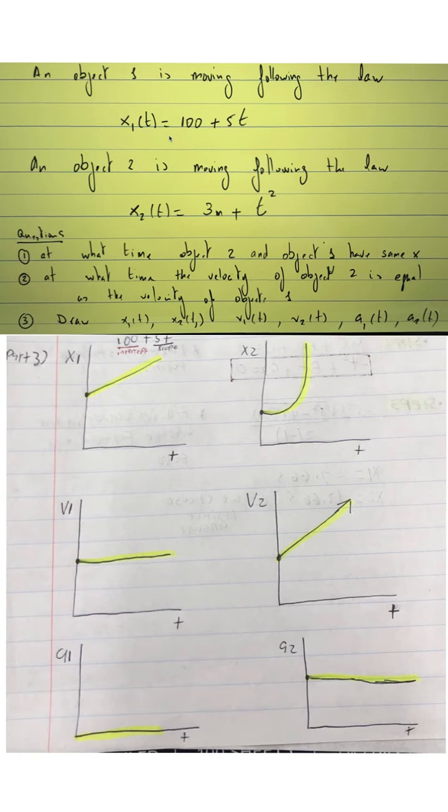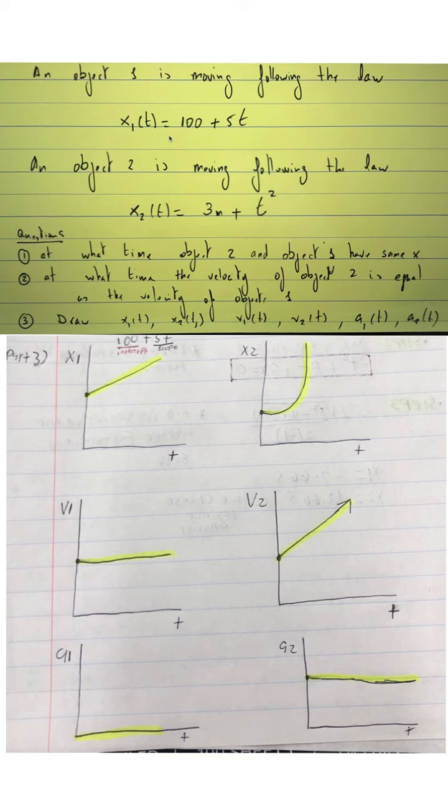Okay, so for this one they want us to draw the graphs. So x1 uses the formula 100 plus 5t. Using 5t as the slope and 100 as the intercept, we can assume that the graph will look like this. Then if the position versus time graph has a positive and linear slope, that means that the velocity is positive but constant with a slope of 0. This can be seen in the second graph.